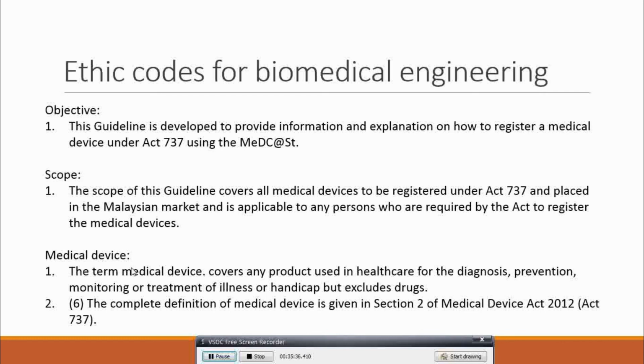And then, what is a medical device? The term medical device covers any product used in healthcare for the diagnosis, prevention, monitoring, or treatment of illness or handicap, but it doesn't include drugs. Drugs are not included. So these are the points covered for the biomedical engineering ethics codes.